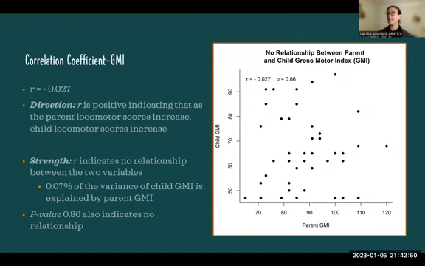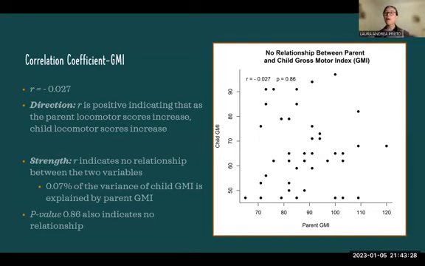Okay, so this indicates that it is a negative relationship, my bad, there should be negative, not positive, indicating that as parent locomotor scores increase, child locomotor scores decrease. The strength of R indicates that there's no relationship between the two variables. And when I squared the R, it tells us that 0.07% of the variance of child GMI is explained by parent GMI. Finally, the p-value is 0.86, which indicates that there is no significant relationship between the variables.